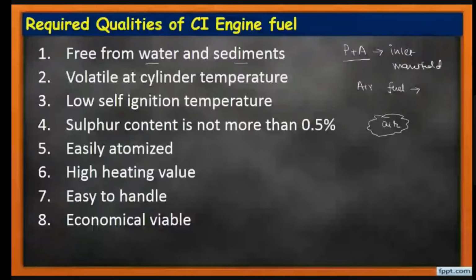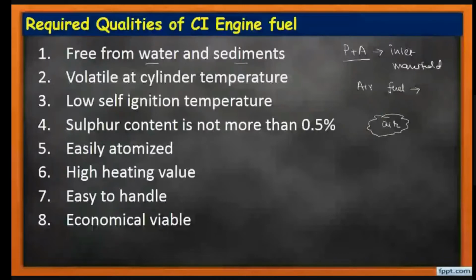Sulfur content in the diesel may also reduce the self-ignition temperature, so that the injected diesel starts burning at a lower temperature in the combustion chamber, and that's why we restrict the sulfur content to not more than 0.5%. So for this reason, we go with a specific value for the sulfur. Then the next is that it should easily atomize.